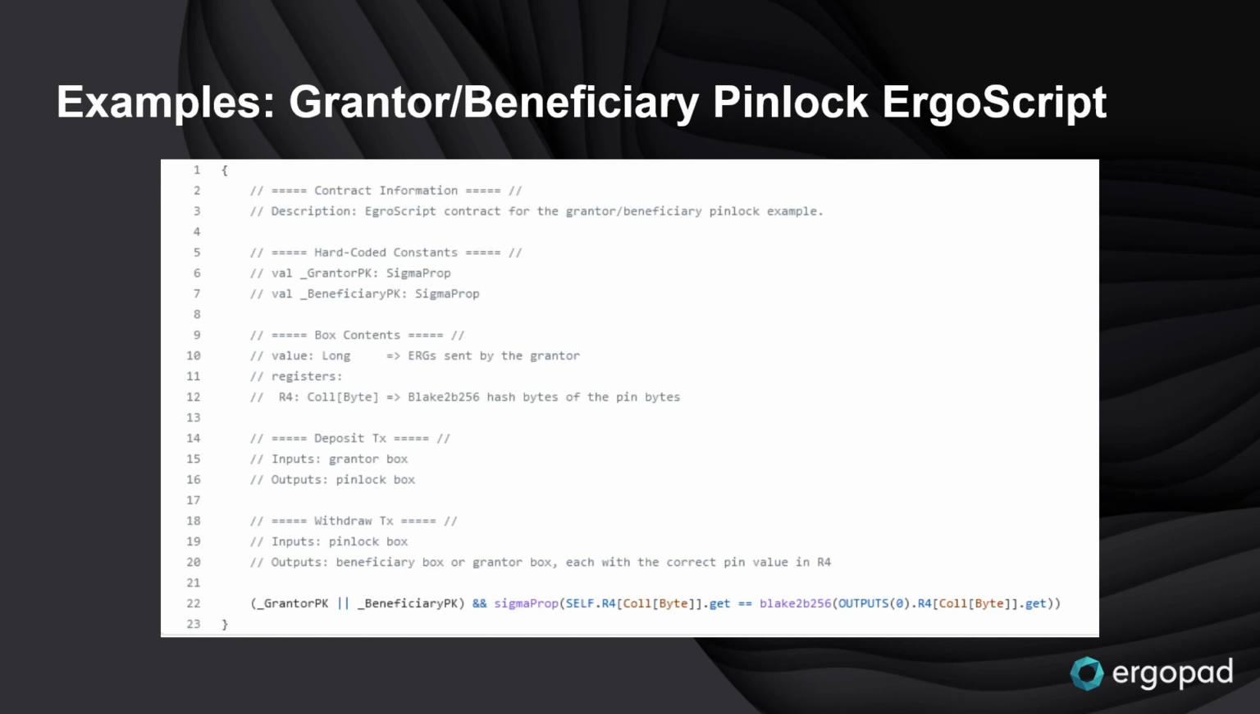On the bottom left, we have the grantor PK or the beneficiary PK as conditions. So no matter what the other conditions are, either the grantor or the beneficiary are the only ones who are able to sign this transaction and therefore spend it.